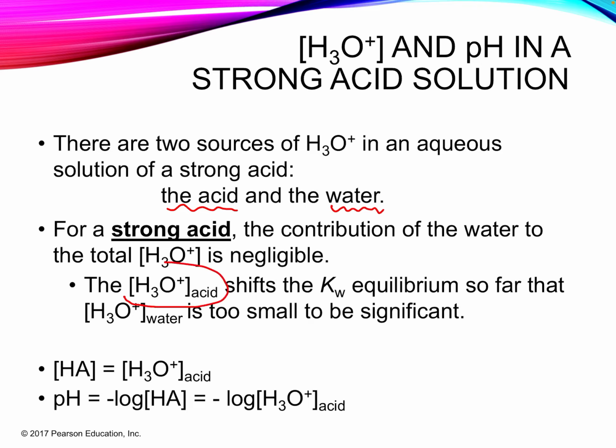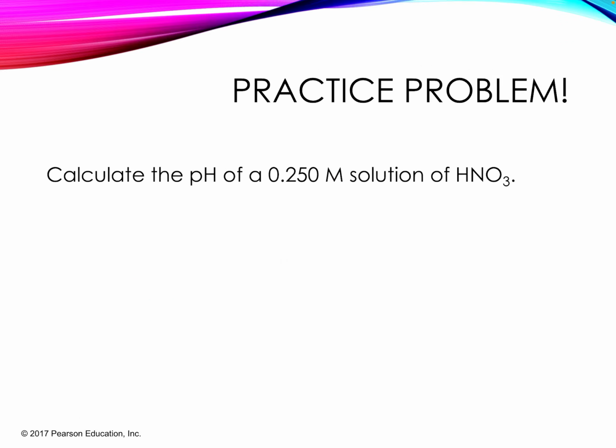Adding our acid shifts that Kw equilibrium so far that it doesn't matter how much is coming from the water. So that's why, again, we're just going to use our initial concentration of our acid as our H3O+ concentration, so we can directly take the negative log of our initial acid concentration to find our pH.